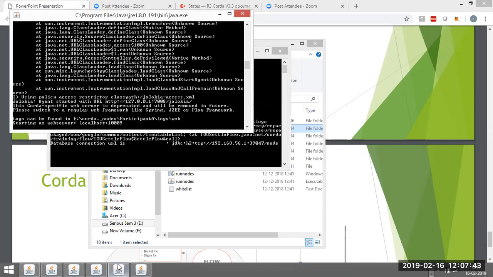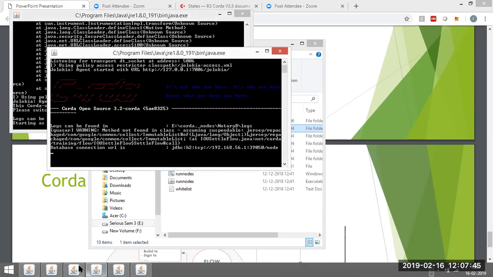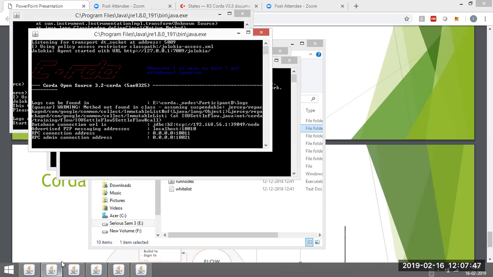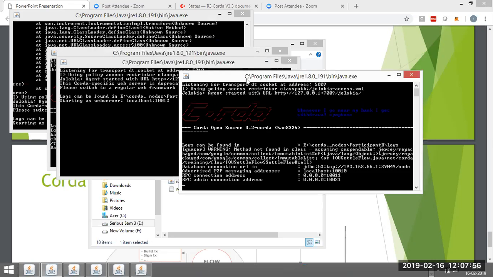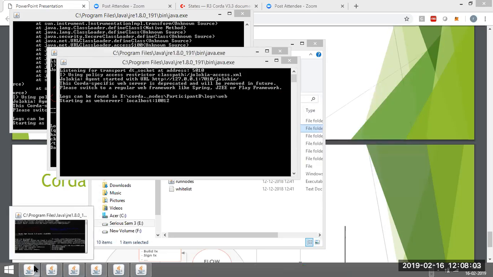So you are able to see my nodes, right? Yes. It is taking much more time than I expected. It is yet to start.